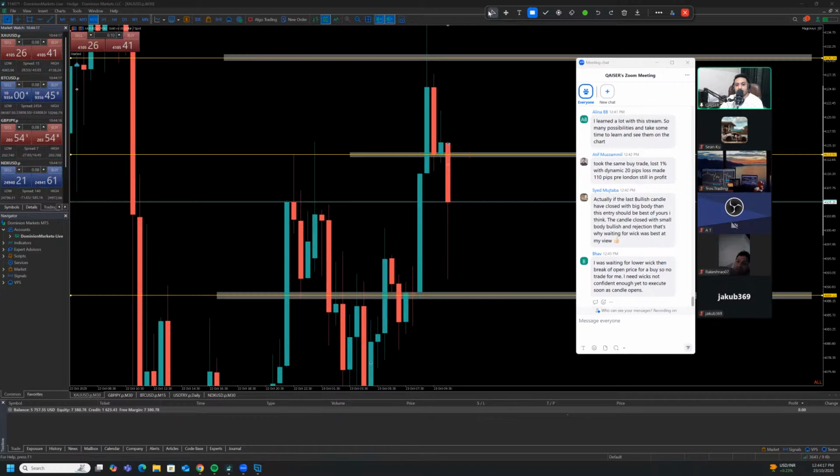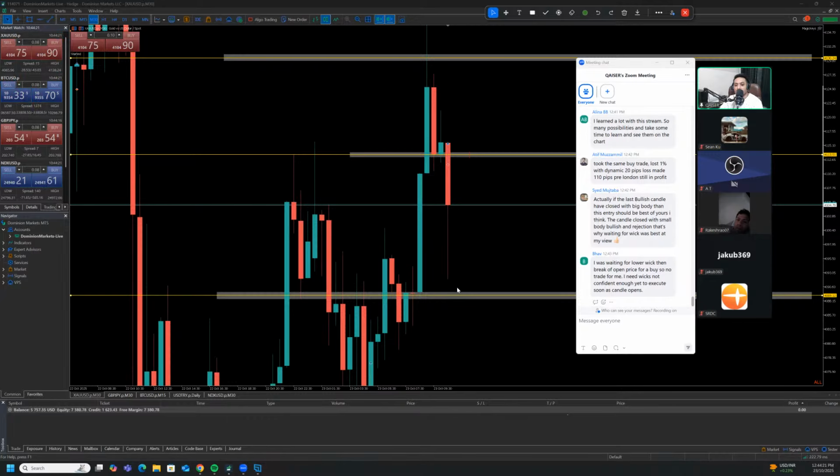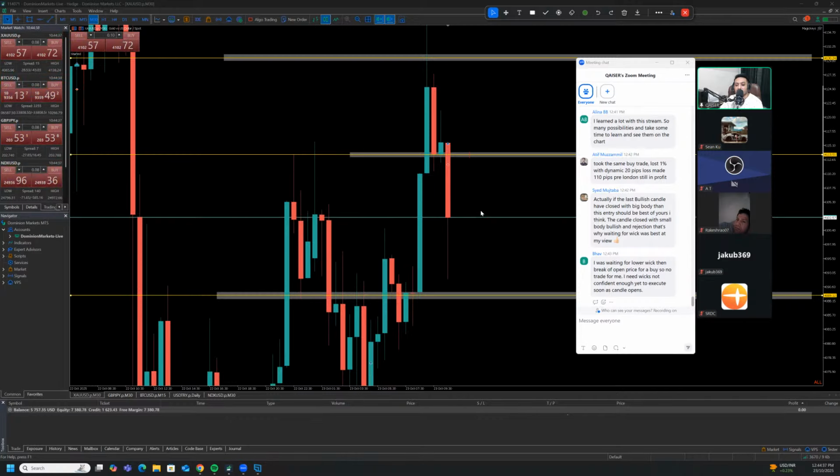Actually, if the last bullish candle had closed with a big body, then the entry should be the best of yours. I think the candle closed with a small bullish body and rejected. That was what I was waiting for, yeah, exactly. So I was waiting for a lower wick, then a break of the opening price for a buy. So no trade for me. I need wicks, not confident enough yet to execute as soon as the candle is over.